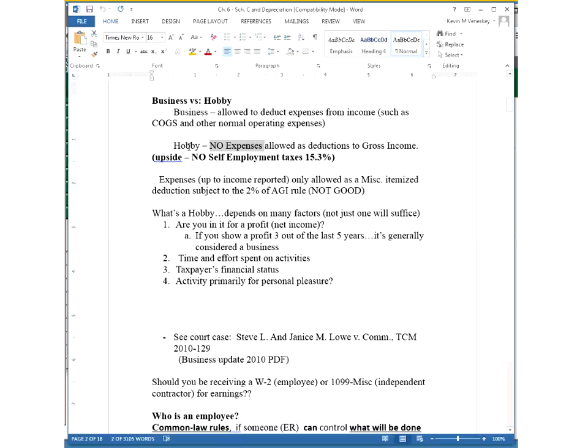But now, that's the bad about the hobby, good about a business. But now let's flip it. The good part about somebody claiming something as a hobby is you avoid 15.3% in taxes by not paying the self-employment tax that you are required to pay if you have your own business.